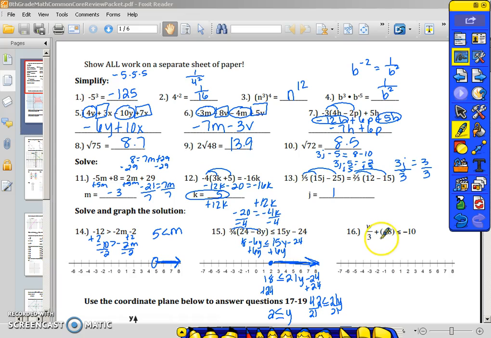For number 16, add 8 to both sides, and w divided by 3 is less than or equal to negative 2. Multiply by 3 on both sides, and w is less than or equal to negative 6. So circle and fill in that number, and shade everything that's less than that.